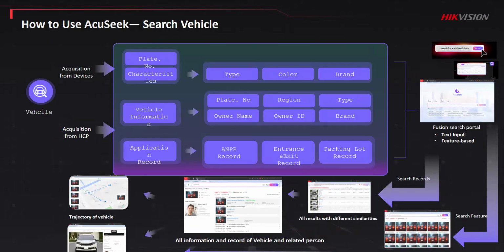Now with vehicles as well, like I said, we can do plate characteristics, type, color, brand. We used to do brand already from like three years ago, but now you can search for BMW, white BMW, and we'll find it a lot easier. And if you have a parking lot installed or entrance and exit, you can then determine a lot more information on this vehicle that you're searching for.